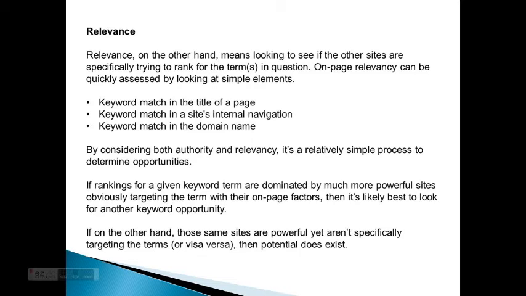If rankings for a given keyword term are dominated by more powerful sites, obviously targeting the term with their own on-page factors, then it's best to look at another keyword opportunity. On the other hand, if those same sites are powerful yet aren't specifically targeting the terms, or vice versa, then potential does exist.